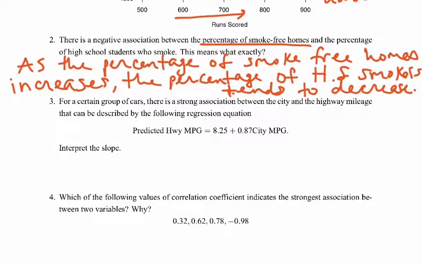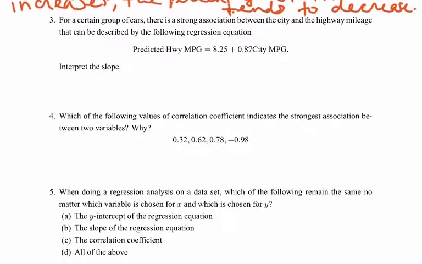All right. For a certain group of cars, there's a strong association between the city and the highway mileage that can be described by this equation. So the city MPG versus the highway MPG. The city MPG predicting the highway MPG. MPG is miles per gallon. So city is the independent. So the number in front of that is our slope. Remember, we can put that over 1 if that helps us think about it.